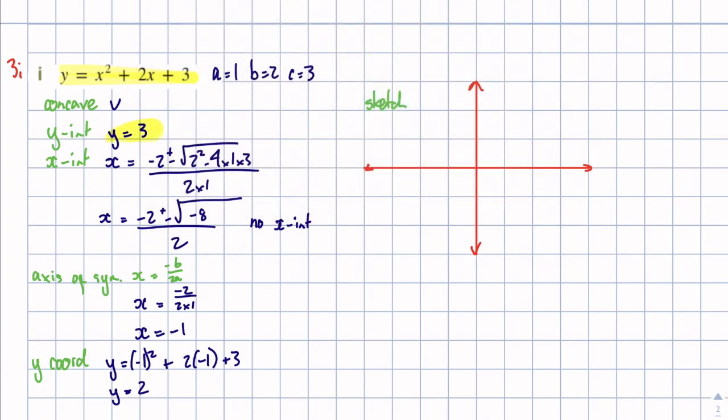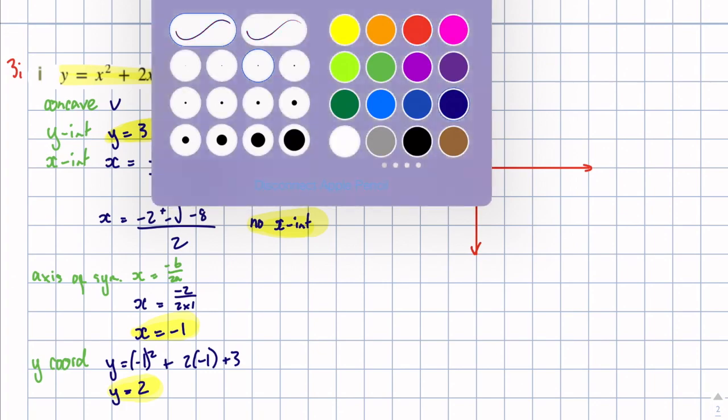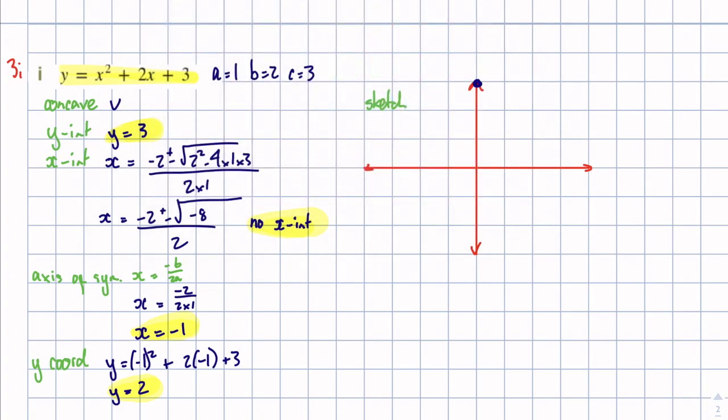Y equals that, no x-intercepts. There we go. So y equals 3. X equals negative 1, so it's going to turn about on that line. Y equals 2, so it's going to turn about on that line, which means we can have a smiley face. And it's going to go up like that and like that. All right, that's sketching parabolas.